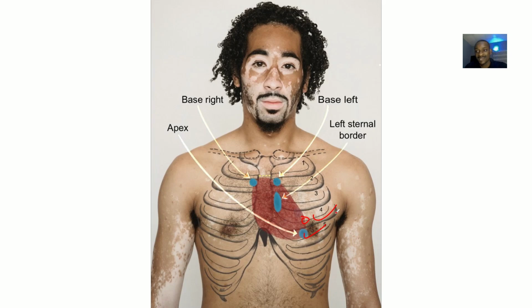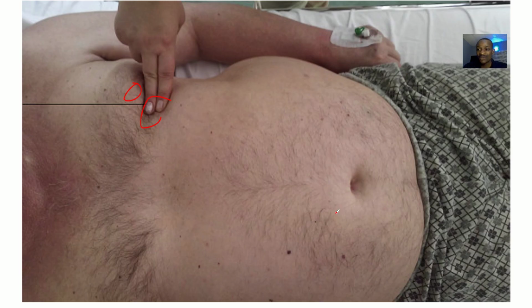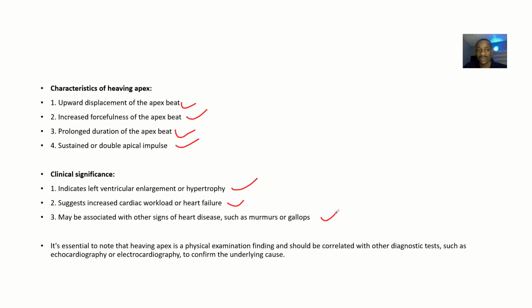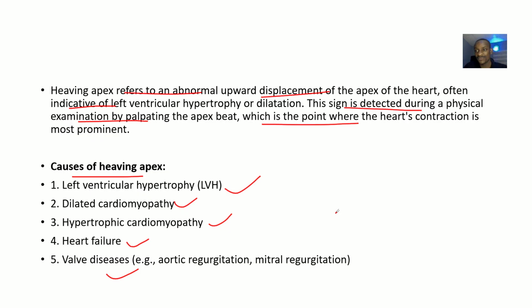So I think that's heaving apex. So if there's a medical student out there being confused like the way I was, at least you have it, right? So heaving apex: the definition, causes, characteristics, clinical significance. That's it.